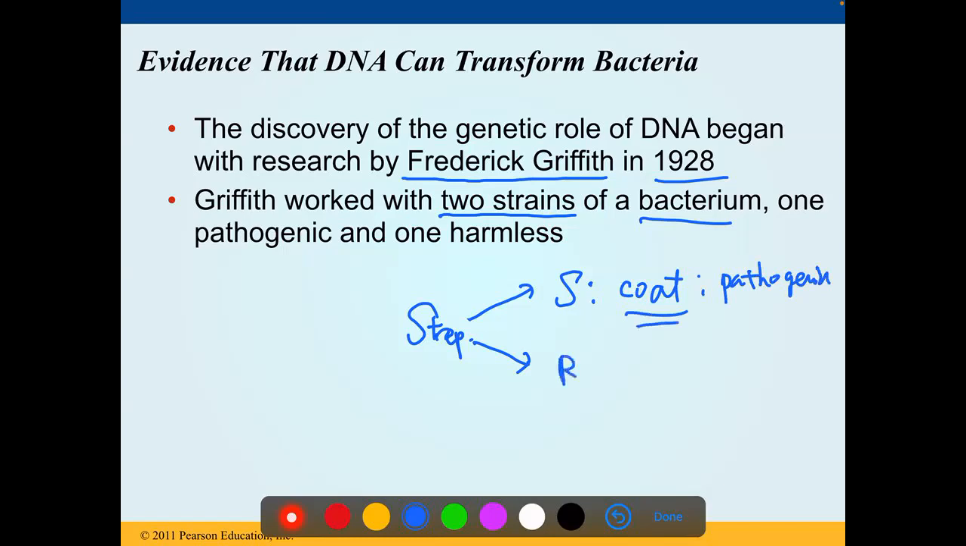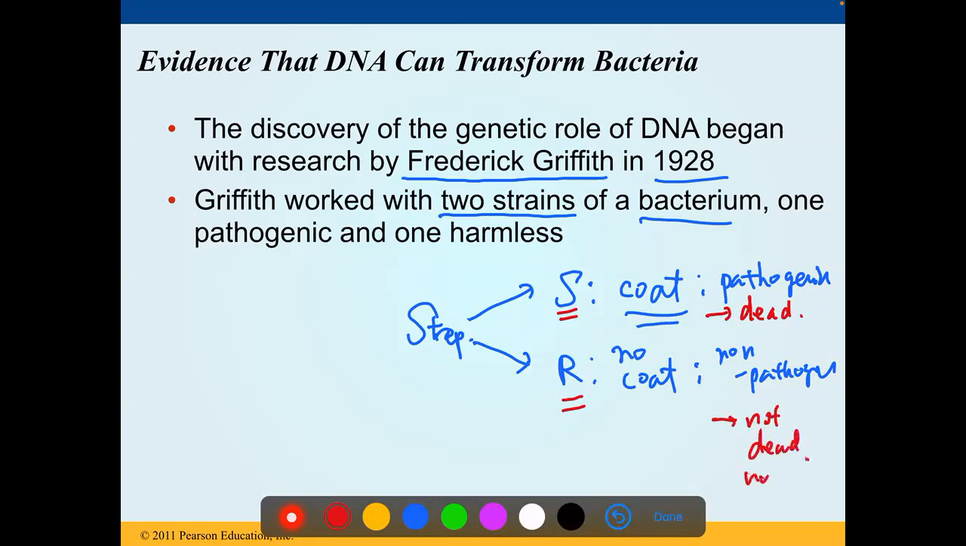And then there's also a rough strain. They don't have a coat. It's a different type of the same species. It's a mutant, so they are non-pathogenic. If you inject the S strain into a mouse, the mouse will die because of sickness. But if you inject the R strain, the mouse does not die. I think it's not sick. So Frederick Griffith used this property.